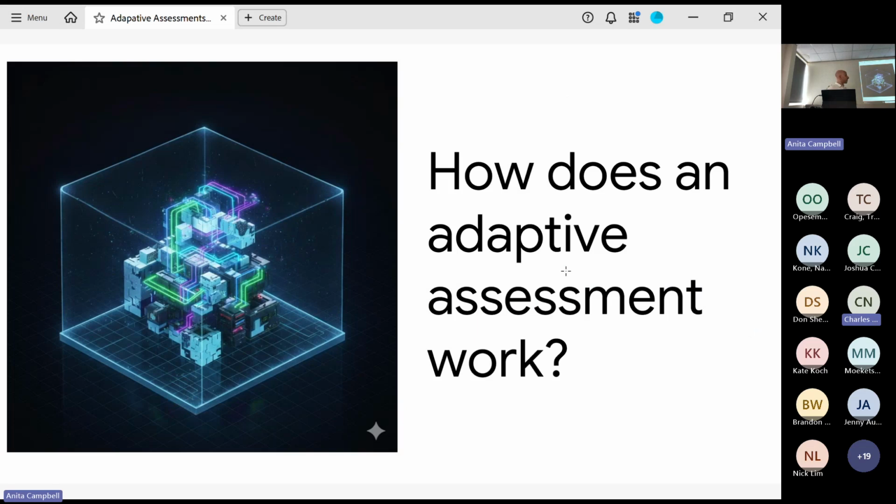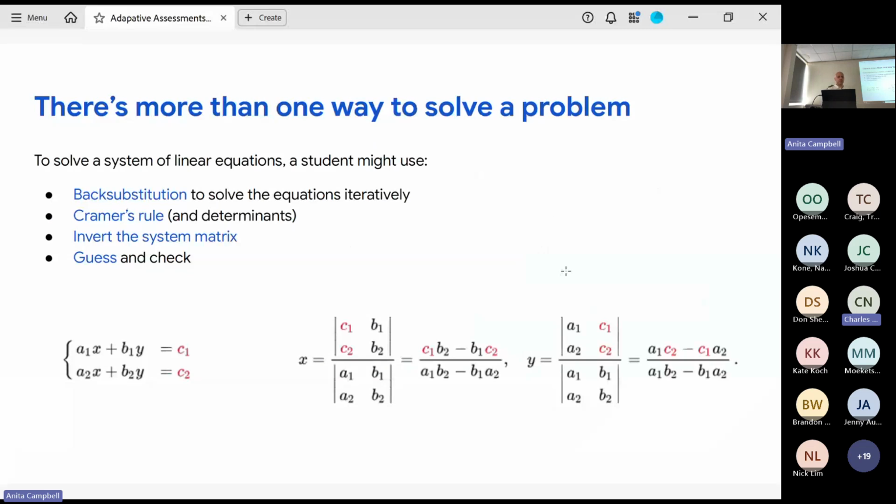Okay, so how does an adaptive assessment work, right? So in theory, you can imagine a student answers a problem, they get a harder one, they answer a problem incorrectly, they get an easier one, but how do we actually do this in practice? One of the challenges I want to call out right away is that there's more than one way to solve a lot of problems.